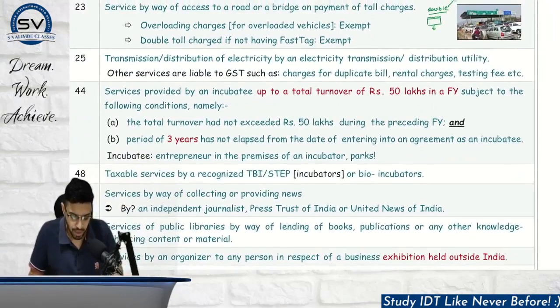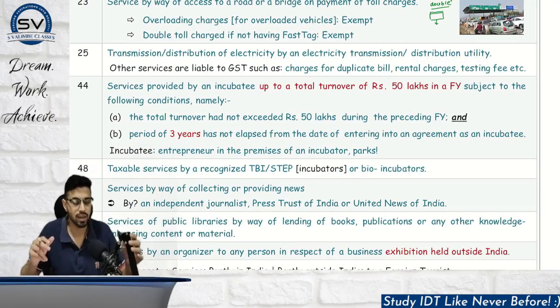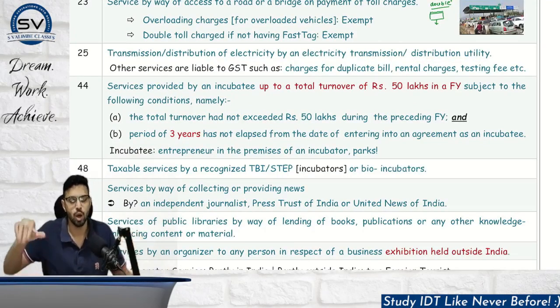Next, sale of electricity, completely exempt. Okay, so it can be by an electricity transmission or distribution utility, that is completely exempt. But there are certain other ancillary charges. For example, duplicate bill providing charges or charges with respect to changing the meter connection. So if some amount is charged, that is taxable. Only the sale of electricity amount is exempt.